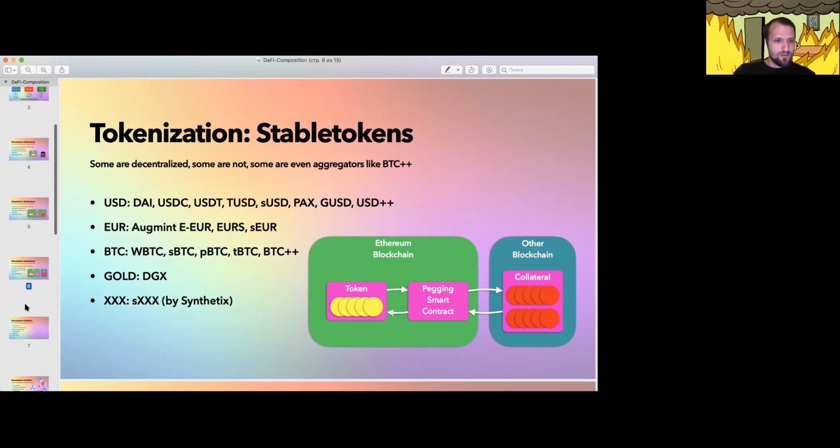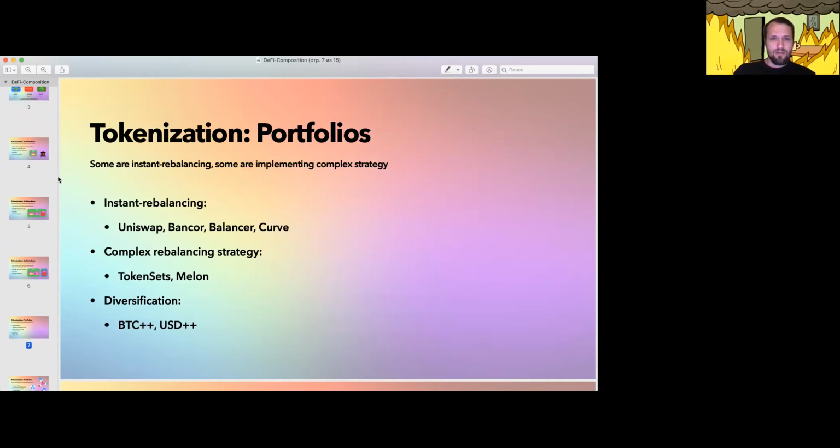Okay, so the next is portfolios. There is a classification of portfolios. If you put multiple tokens into smart contracts, they can behave differently. Like, there are instant rebalancing portfolios which try to keep your portfolio always in sync. It's always balanced in some special proportions.